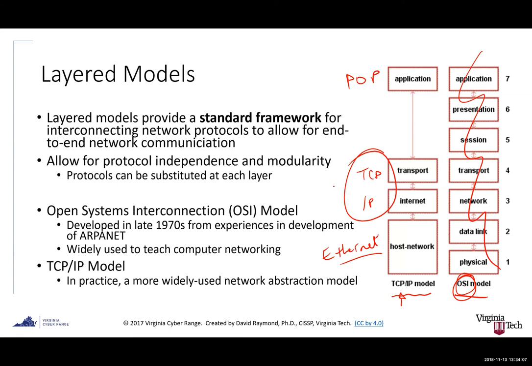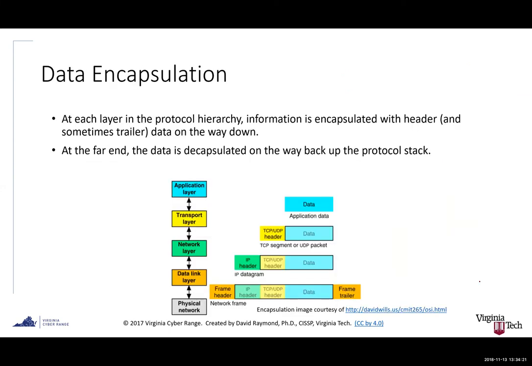Okay, so these are two layered network models. The TCP/IP model is the one that's generally used in practice, and the OSI model is more of a theoretical framework used in education settings for the most part. So now we have this layered network model, right? So now it's interesting to think about this notion of data encapsulation. At each layer in the protocol hierarchy, information is encapsulated with header data on the way down.